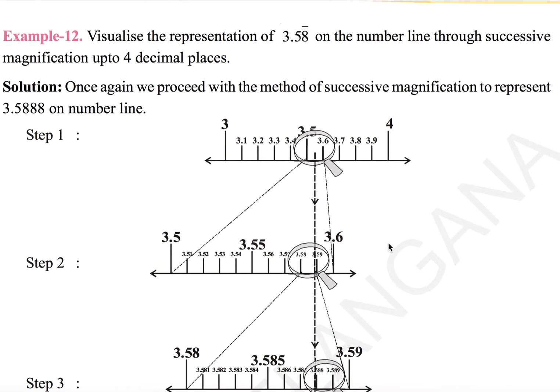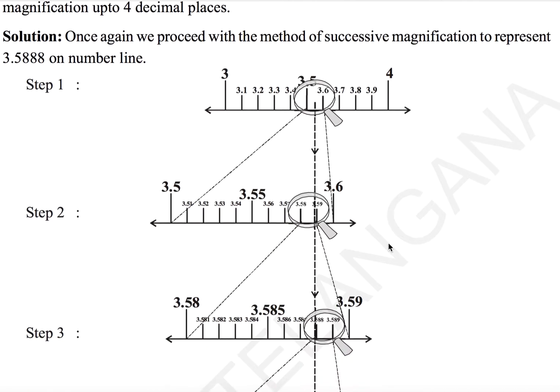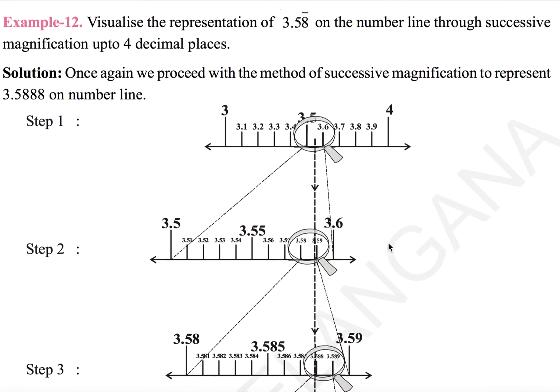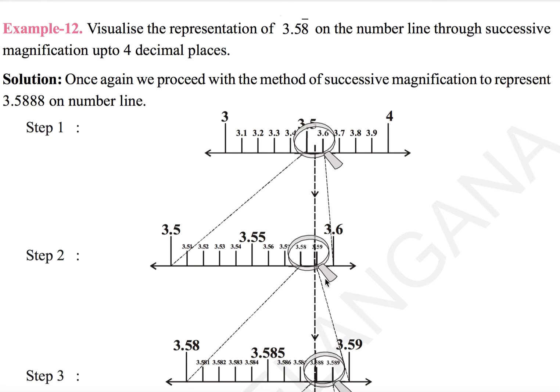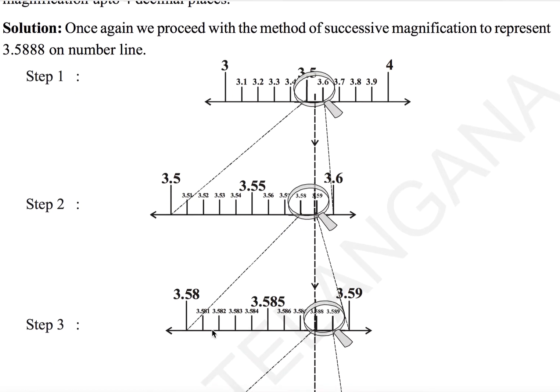So let us see the successive magnification by looking at an example. Now we have to look at 3.5888 up to 4 decimal places. What you need to do is magnify between 3.5 and 3.6, and after that 3.58 to 3.59, that you need to magnify.